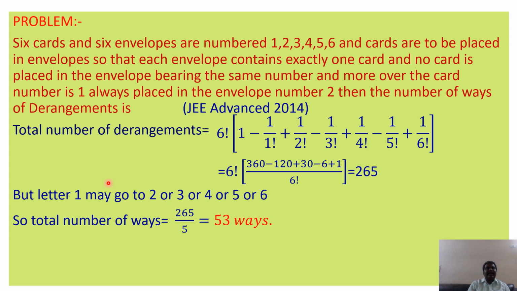So the more conditions there are, the fewer the number of possibilities. Total number of possibilities without my condition is 265. So in this case, my 1 goes to either second envelope or third envelope and so on up to sixth envelope. But they have given that my 1 goes to second envelope. So 5 times of the required things should be reduced. That is why 265 by 5. So 53 ways is the correct answer. Understand?